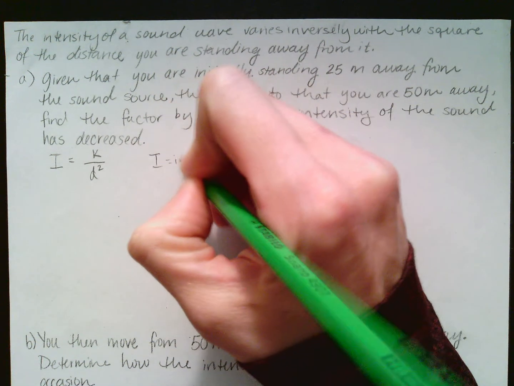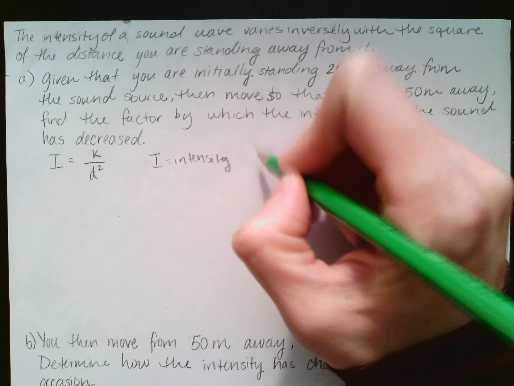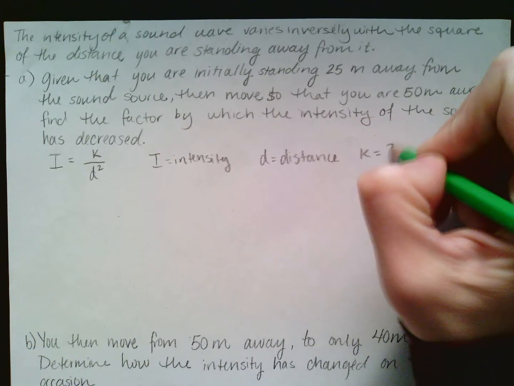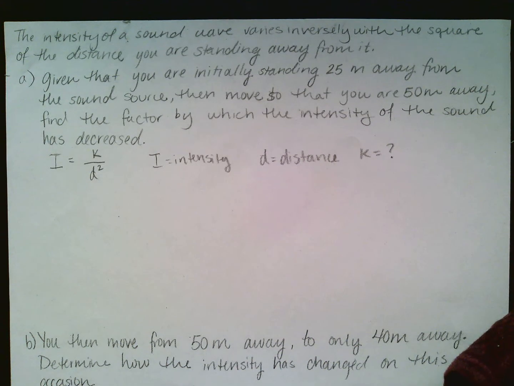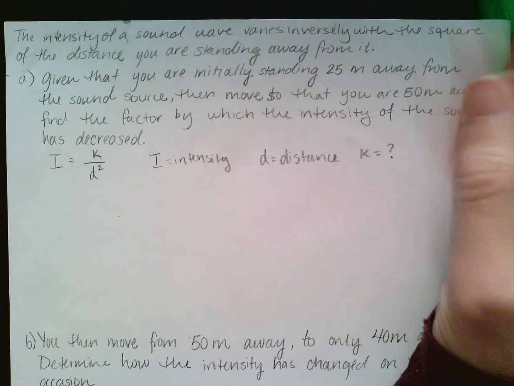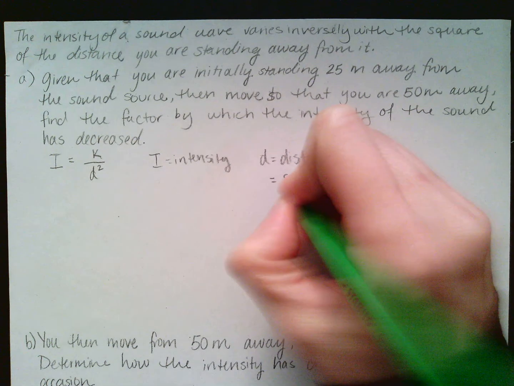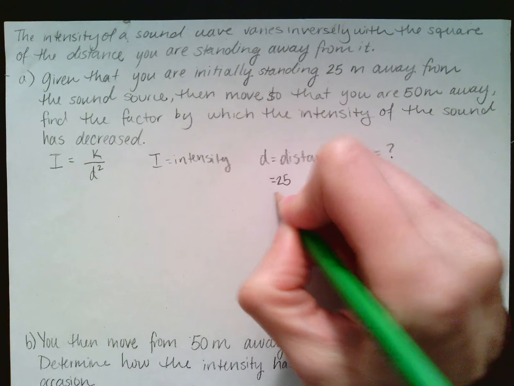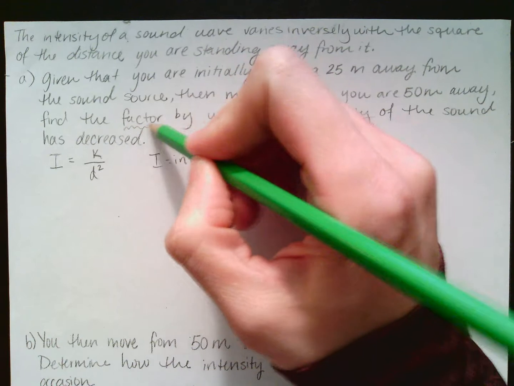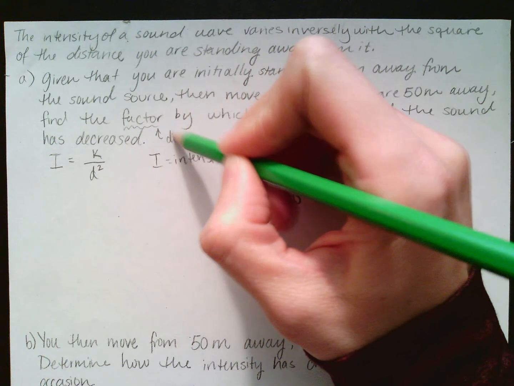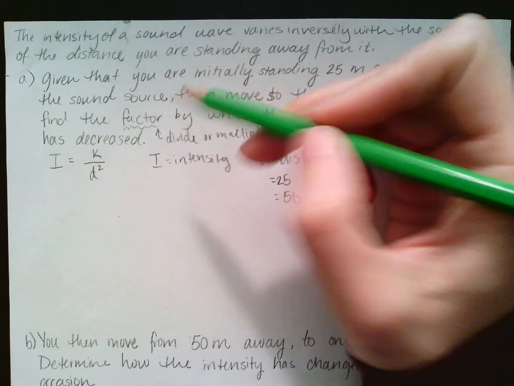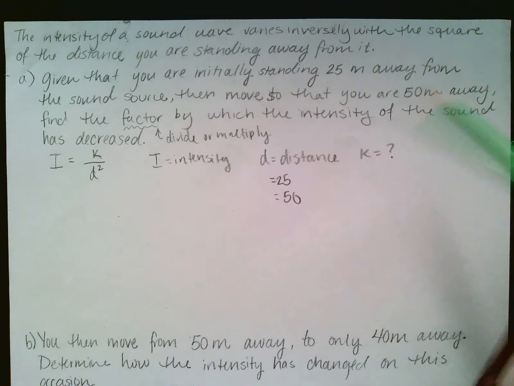I equals intensity and D equals distance. K is a big fat question mark, and it stays a question mark this whole time. We don't need to know what K is. We just know that K will stay the same. It says, given that you're initially standing 25 meters away, and then you move such that you are 50 meters away, find the factor. Keep in mind that the word factor always means divide or multiply, by which the intensity of the sound has increased.